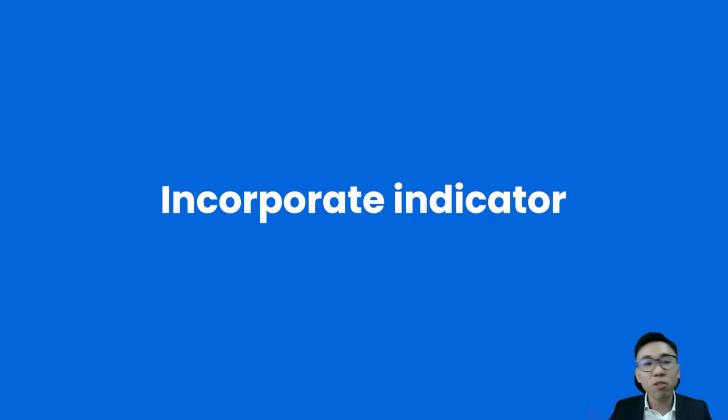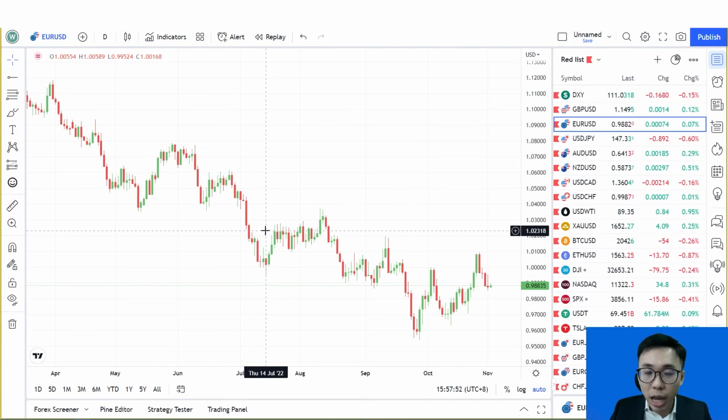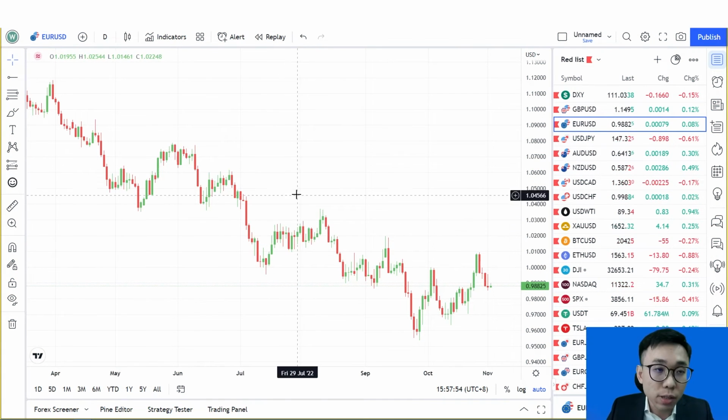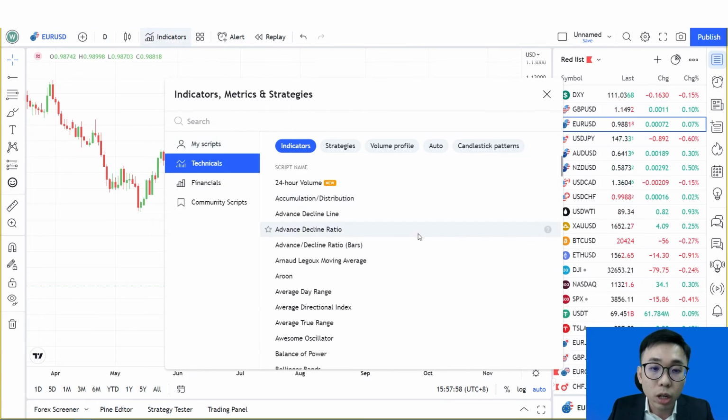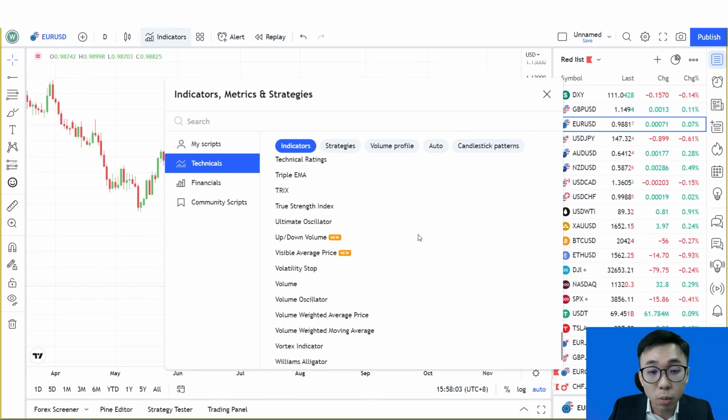Now, for the third and final hack, it is to utilize an indicator. Now, what actually is an indicator? As you can see here on our TradingView, when you click on the indicator itself, there are a lot of indicators present throughout this system itself.